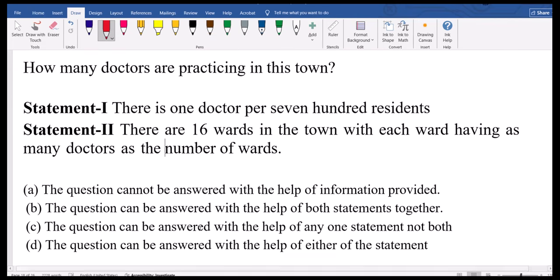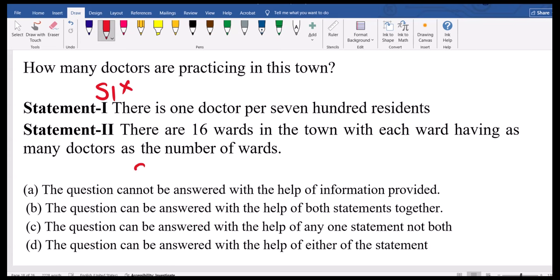How many doctors are practicing in this town? There is one doctor per 700 residents. Okay, but the total residents in the town is not given. If that is mentioned, then we can think of it. So statement 1 alone is not possible.